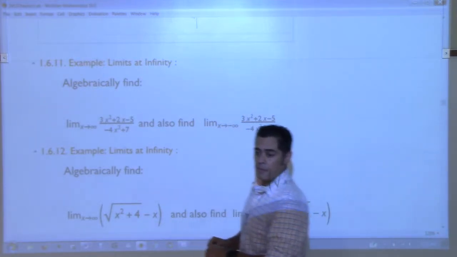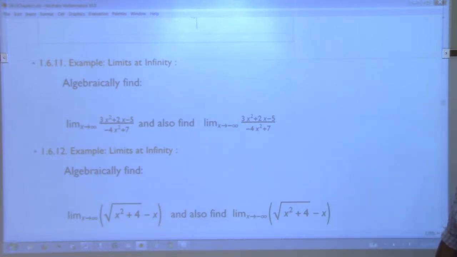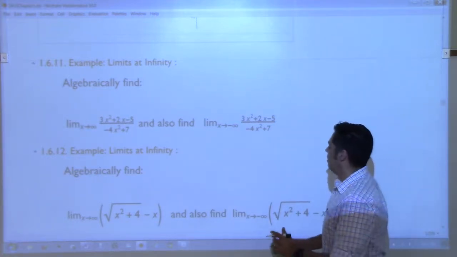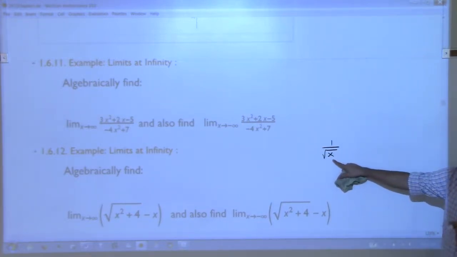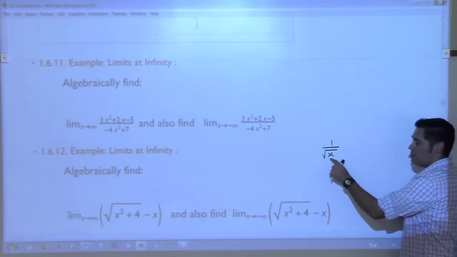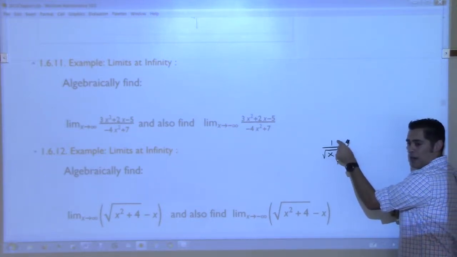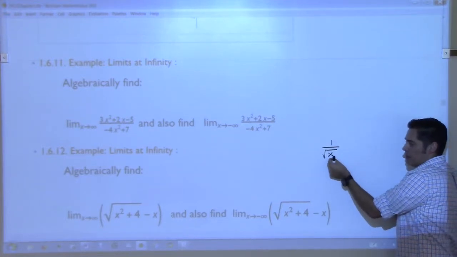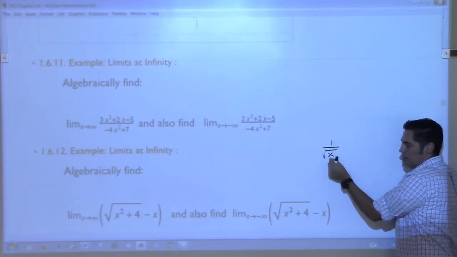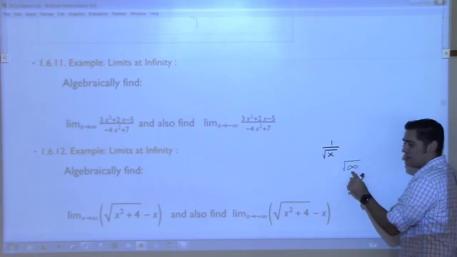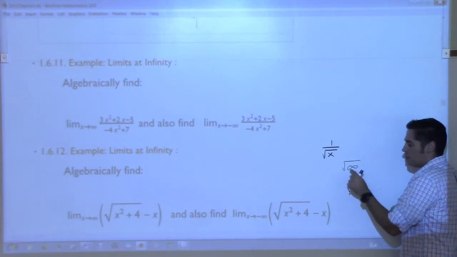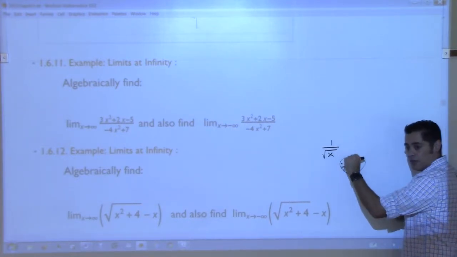Yes? Does the power have to be a whole number, or can it be a fraction? Good question. The question was, what if you have 1 over the square root of x? That's not a whole number power, right? That's x to the 1/2. In this case, as x goes to infinity, you have a fixed number on top, and on the bottom, the radicand is getting big. So you're really taking the square root of an infinitely large number. That's still infinitely large, isn't it? So this would still go to infinity, and so you'd still get 0.